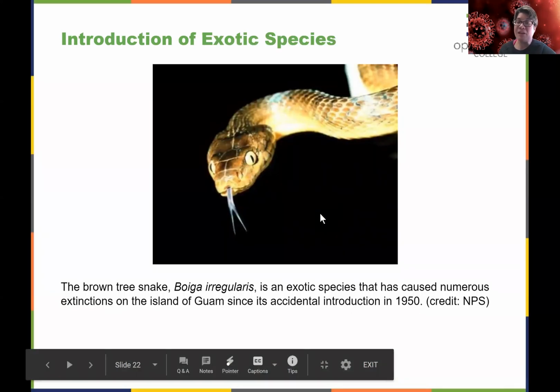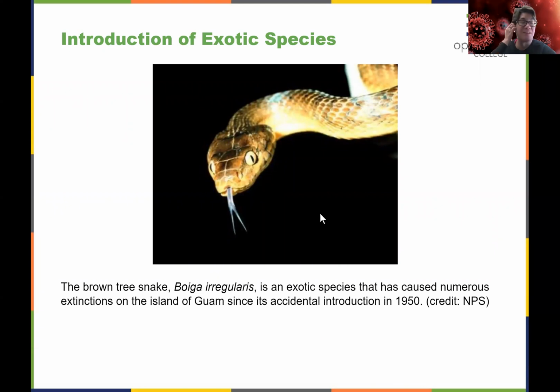And we need to be careful of introducing exotic species like the fire ant. This is a brown tree snake. It's exotic, and it's caused extinctions in Guam because it was accidentally introduced and then it blew up. So a lot of times you'll see imported species just explode when they're introduced because they don't belong in that food web and they don't have any natural checks to prevent that.